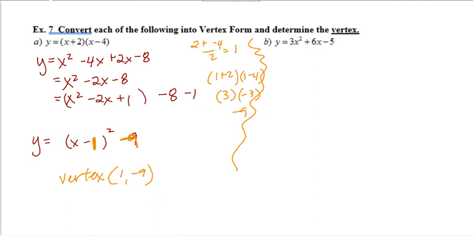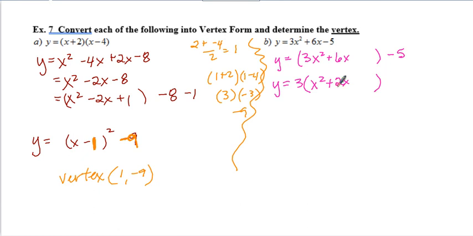Now, B, let's take a look at B. We have standard form, and we need to get to vertex form. We definitely would do ourselves a favor by completing the square on this one. So let's complete the square, pulling this -5 out here. I see a common factor that I need to get out of my way.